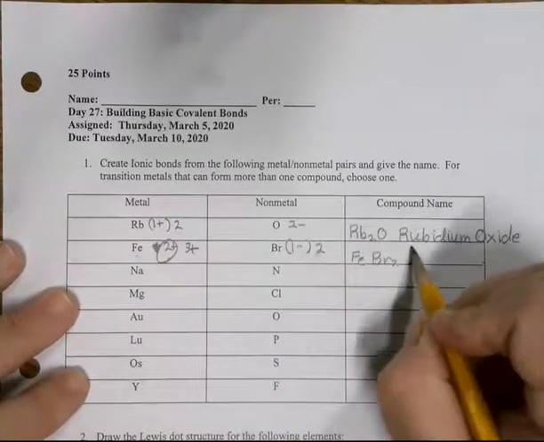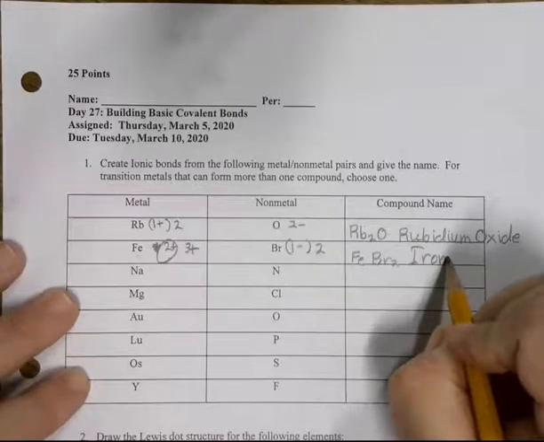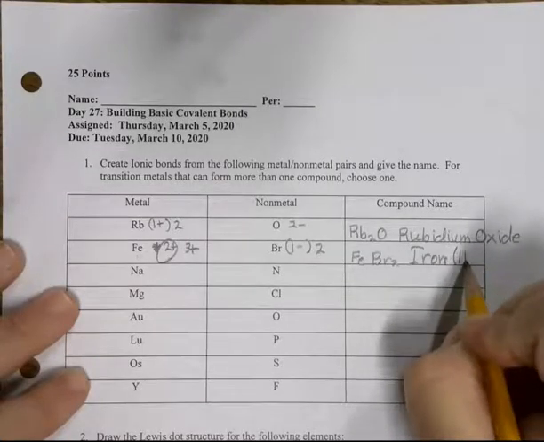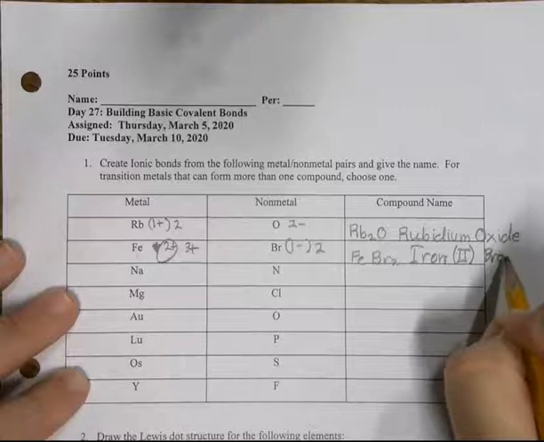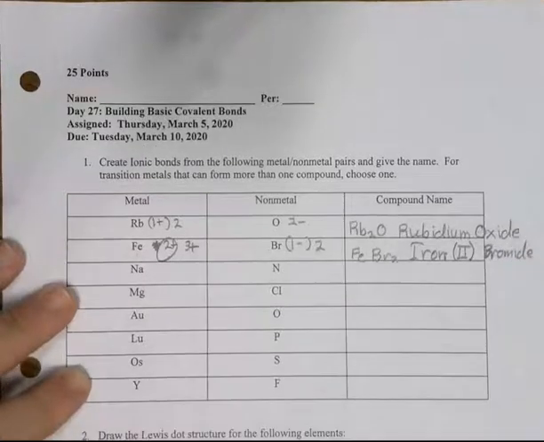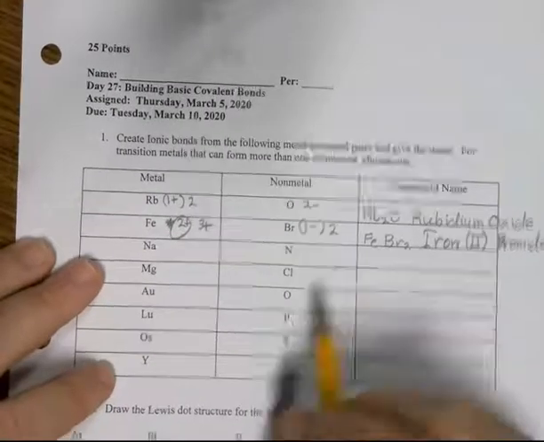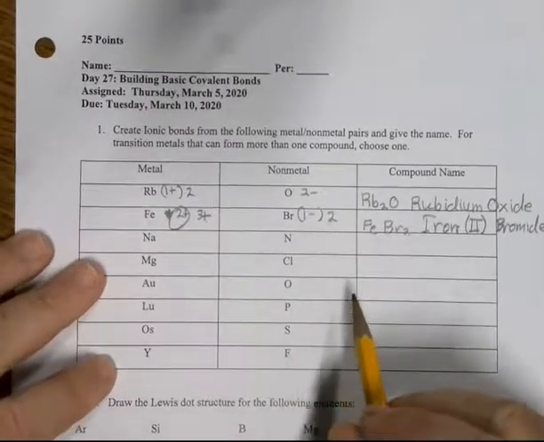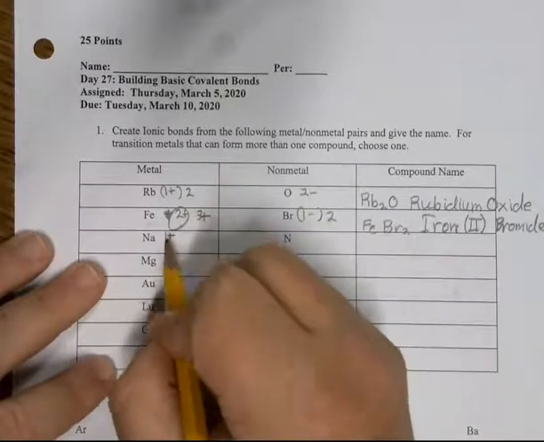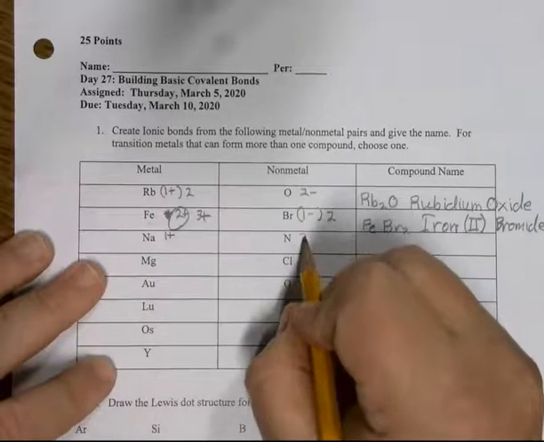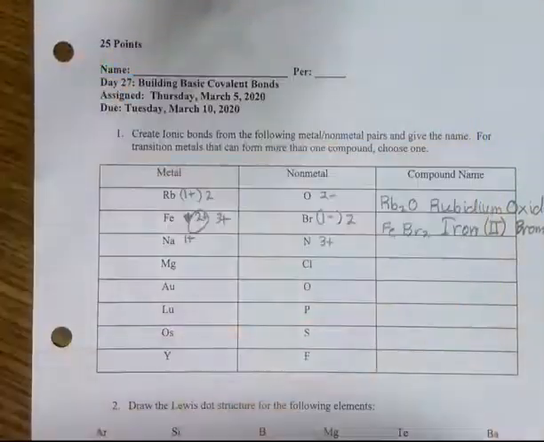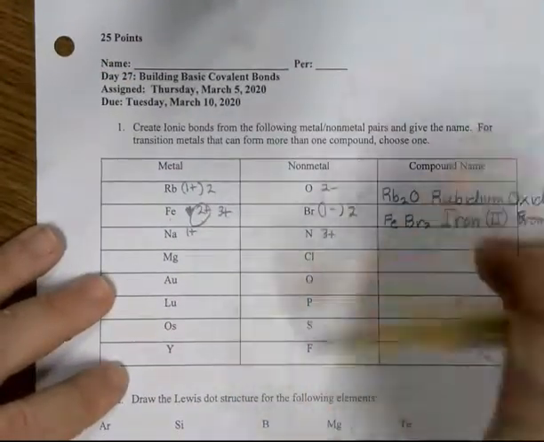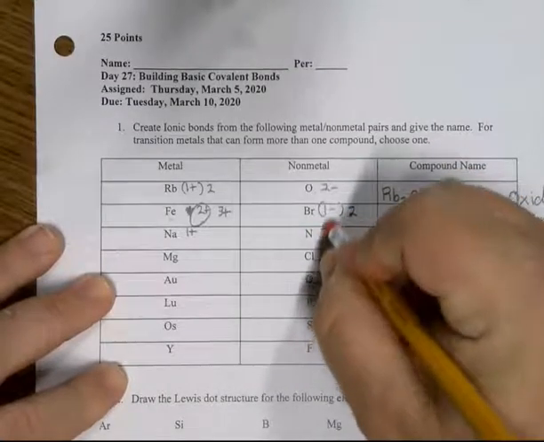Okay, so that's iron. Since it has more than one possible charge number, you have to specify with a Roman numeral. Iron 2 bromide. Change bromine to bromide. Okay, there you go. And we move on to sodium nitride, and sodium has a 1+, and nitrogen has a 3-. We come over to our periodic table. There's sodium. There's nitrogen. It wants to gain 1, 2, 3 electrons to be like neon. So, and I said plus. That's incorrect. It's an anion, so it's a negative.